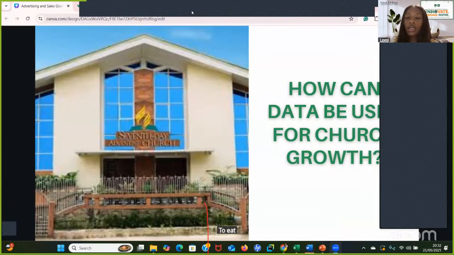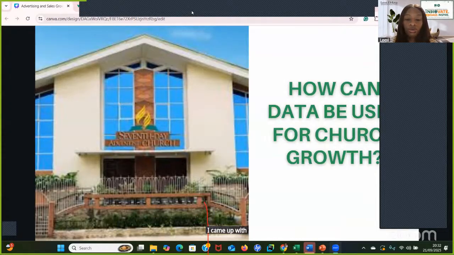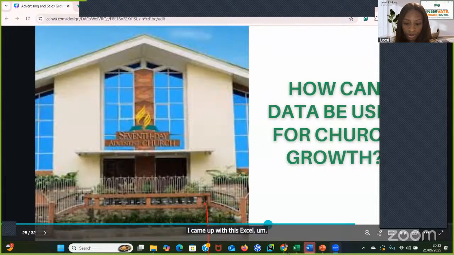So that's just one example. Another example is when I was the secretary for one of my singing groups I belonged to, I came up with this Excel. I'll show you.